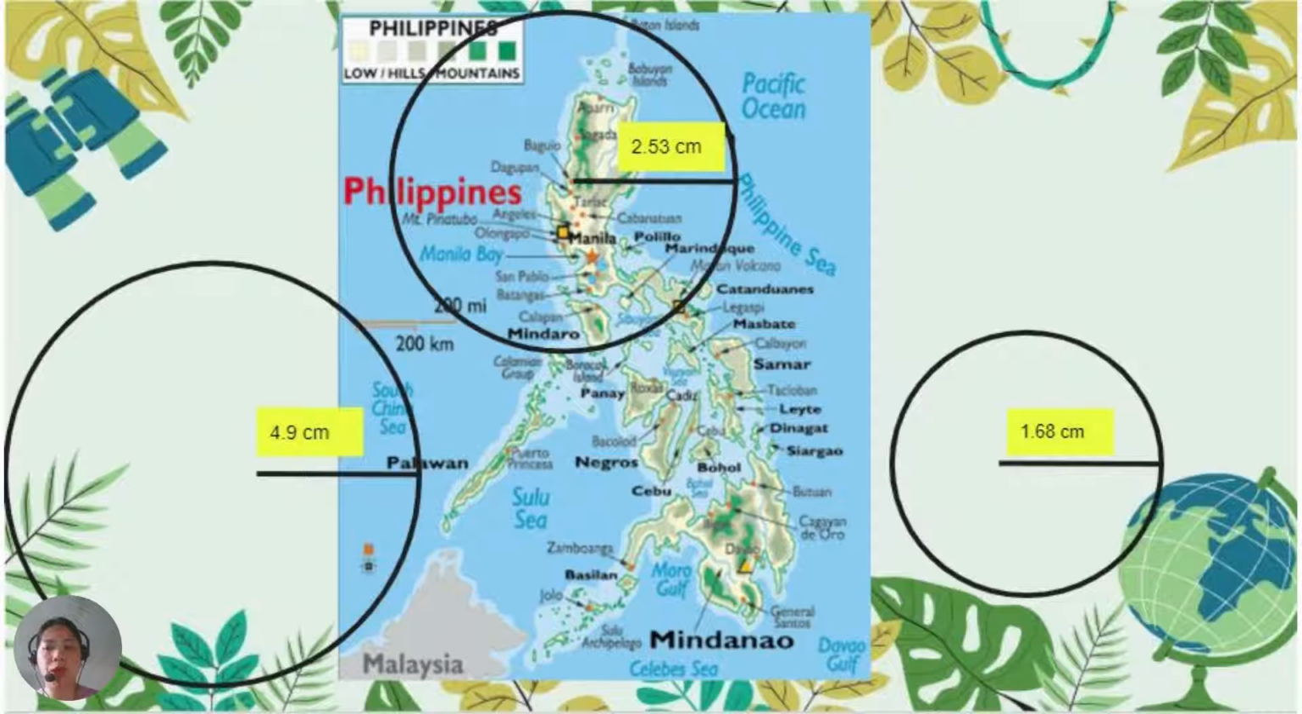Then, to be able to plot this in our map, we will use the scale 1.5 centimeters for every 200 kilometers. Therefore, 337.5 kilometers is equivalent to 2.53 centimeters, as shown in the picture. So as you can see, 2.53 centimeters is the radius of the circle surrounding the entire Baguio station.